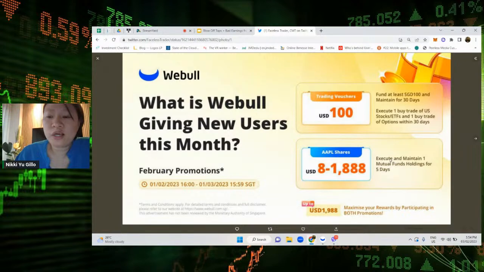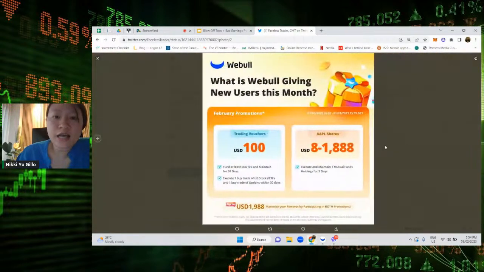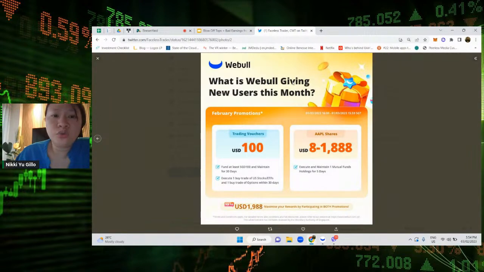And you can also execute and maintain 1 mutual fund holdings for 5 days. You stand to win $8 to $1,888 worth of Apple shares, which they will credit into your account. You can also see that they're providing new users this month. So basically, that's their promotion this month in case you're looking to open an account with Webull.